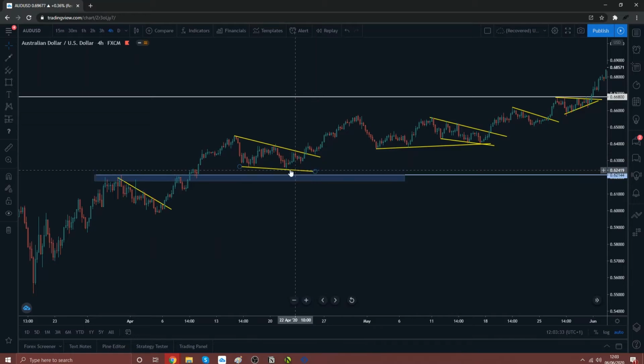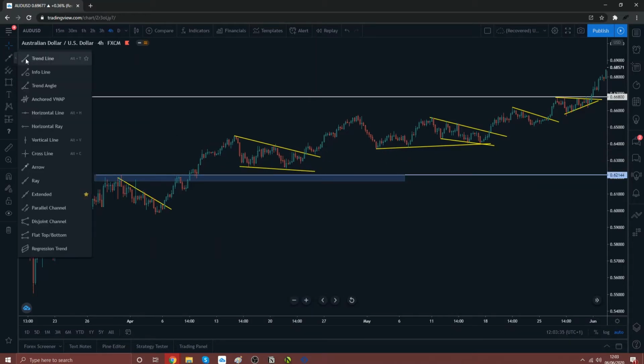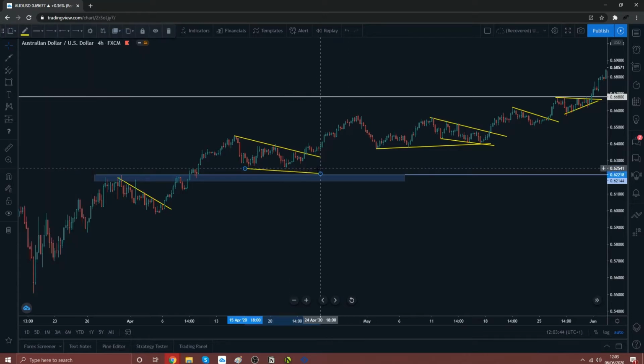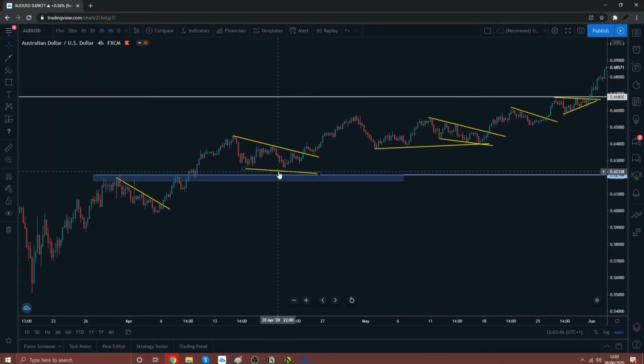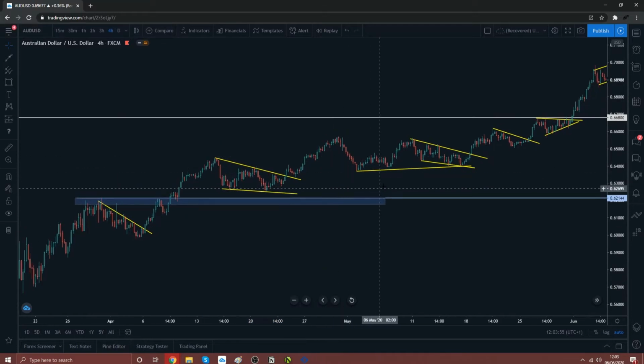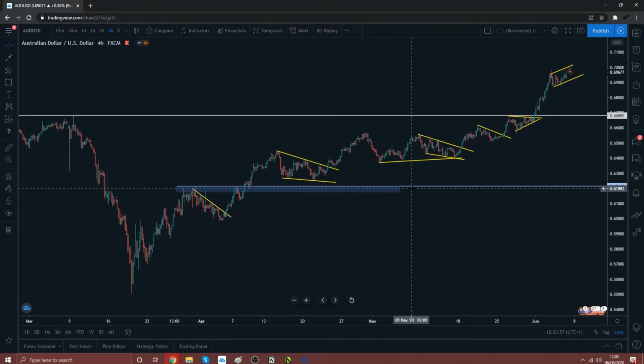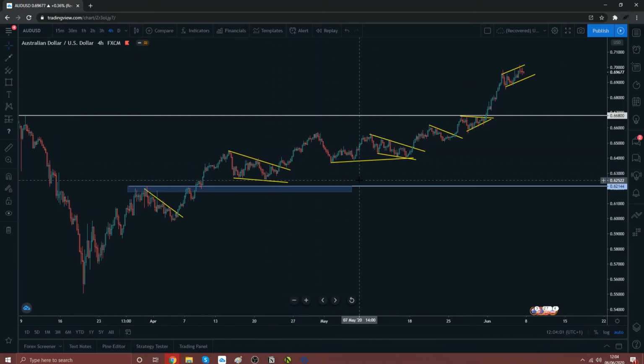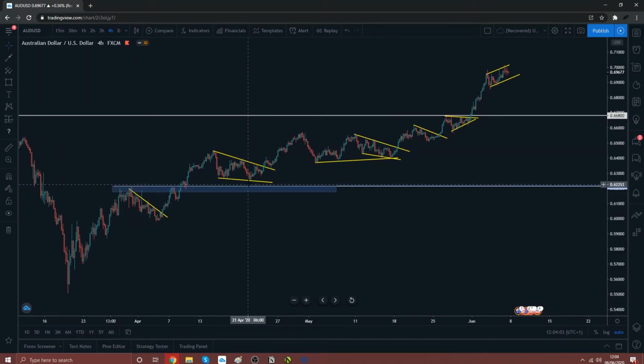I was interested. Once we have a first touch, a second touch, and the third touch is broken, and the structure floor can't be tested again or can't be broken. So if this low can't be broken, or it puts in a double bottom and then we break, then I'm really interested. So that's another long position from here, and you would have had your stops below the lows.